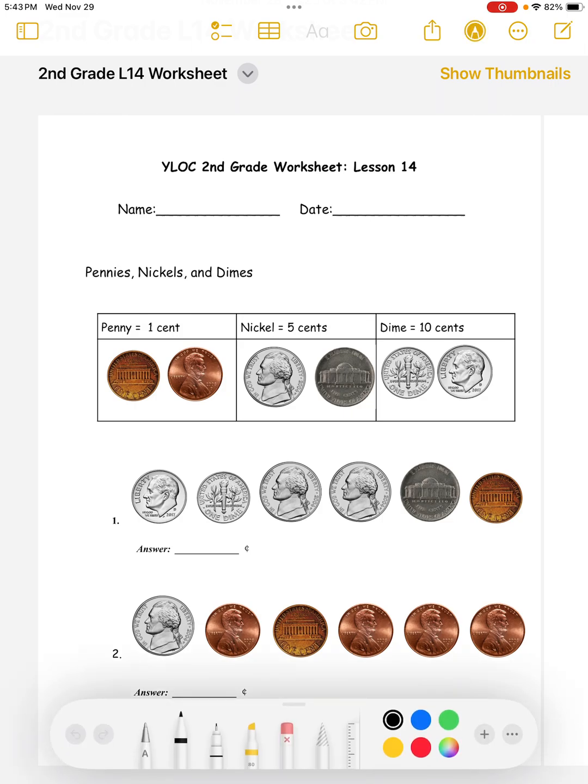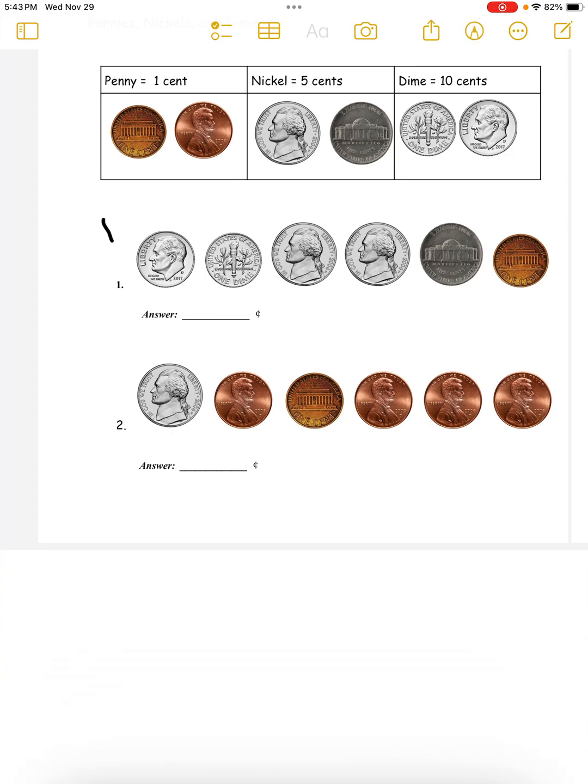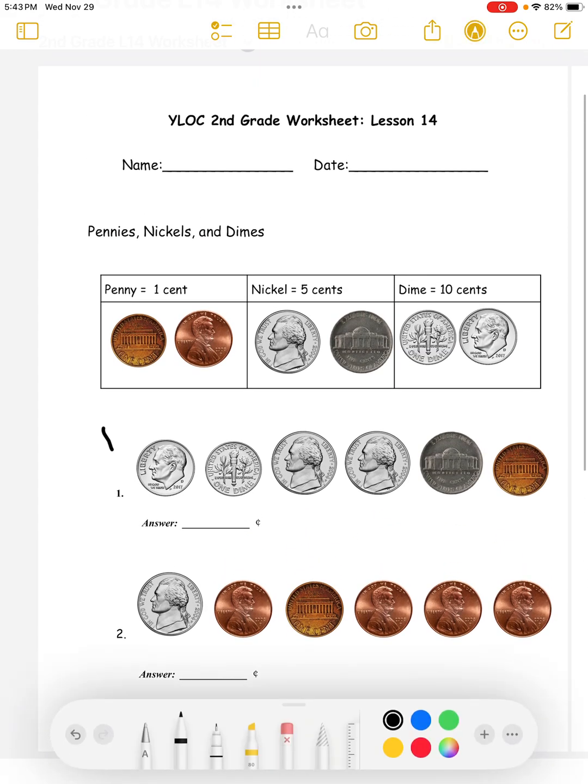So you would write down 10 cents. For this is a dime, so it will cost 10 cents. Just like by looking at the photo, it will help us. So 10 cents. And then the next coin looks like we will have a nickel. So we would write down 5 cents.